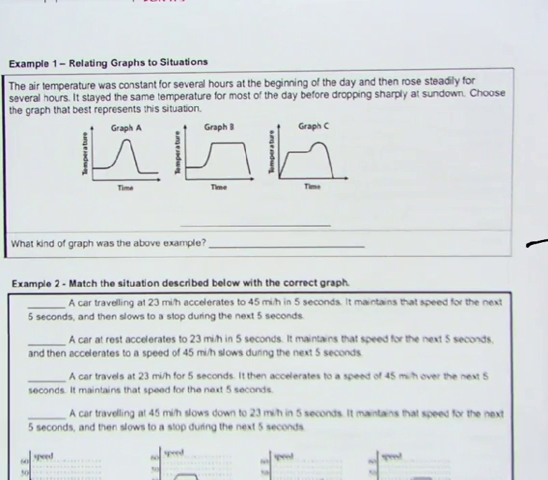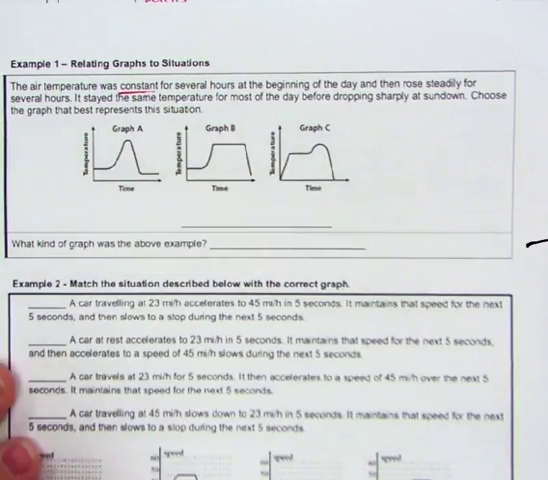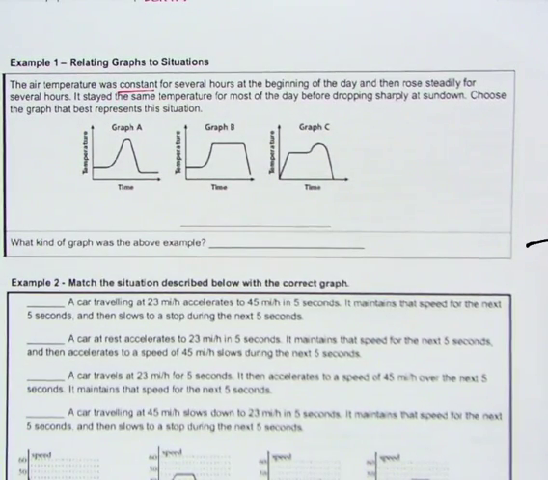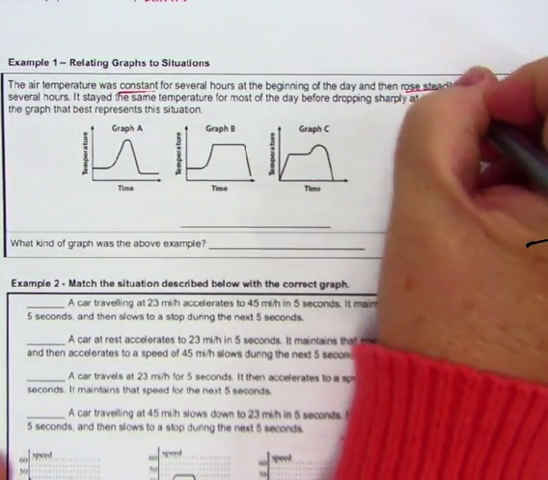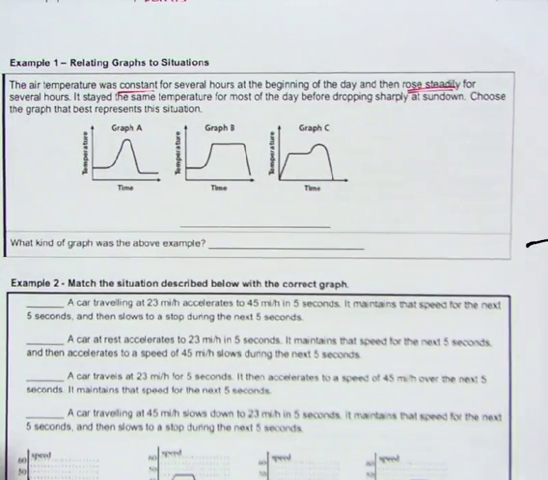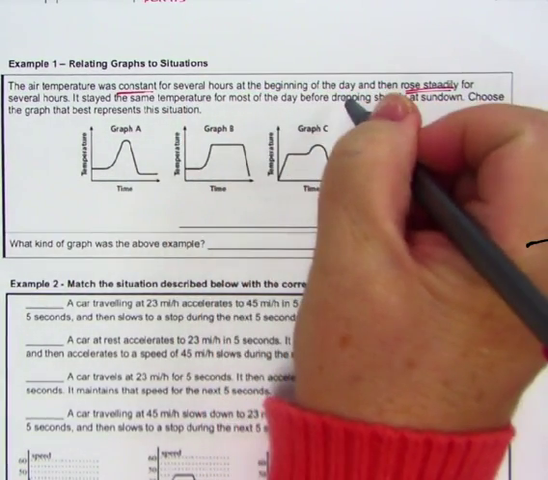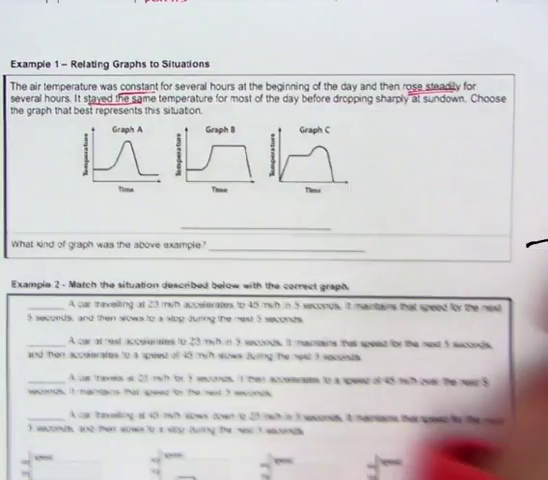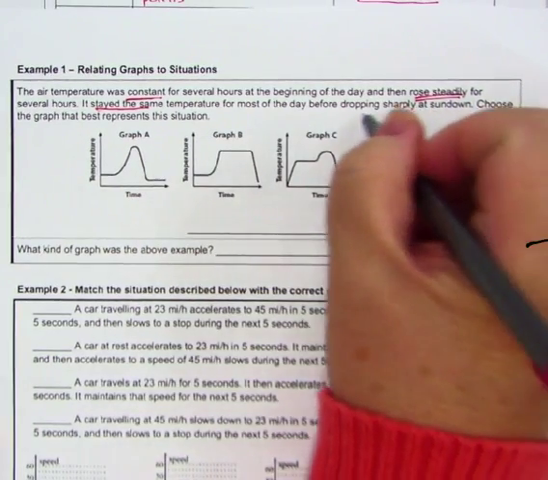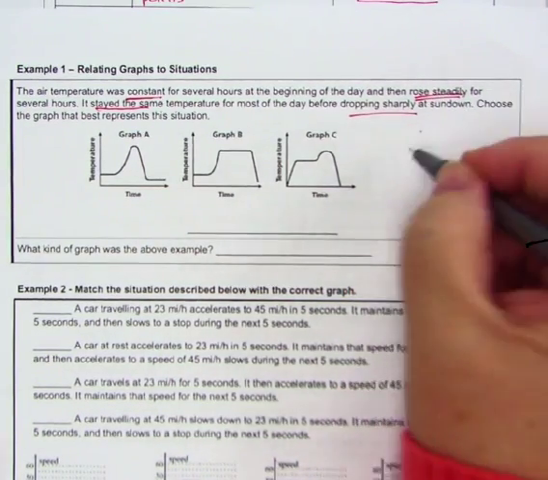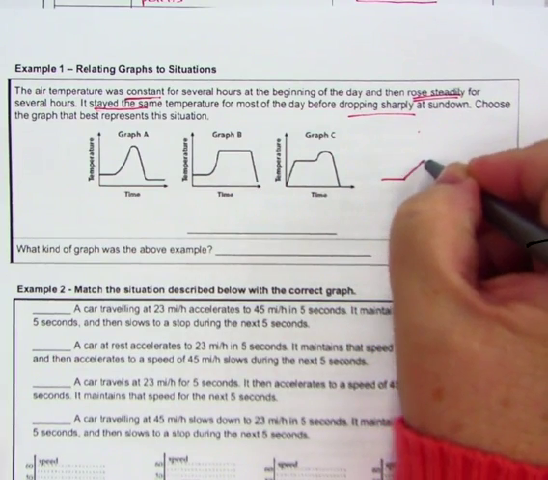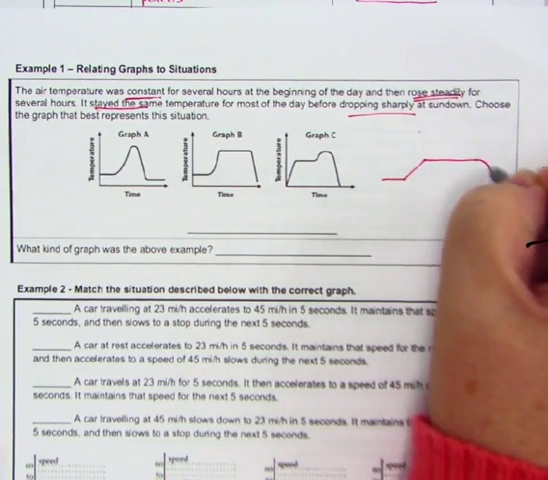So the air temperature was constant for several hours. So constant, that means there's going to be a horizontal line somewhere. And then it rose steadily, and that means there's going to be a diagonal line going up. And then it stayed the same for most of the day before dropping sharply. So it stayed the same again, another horizontal, and then it dropped sharply, which is curved down. So think about that. Constant, rose steadily, constant, sharp.